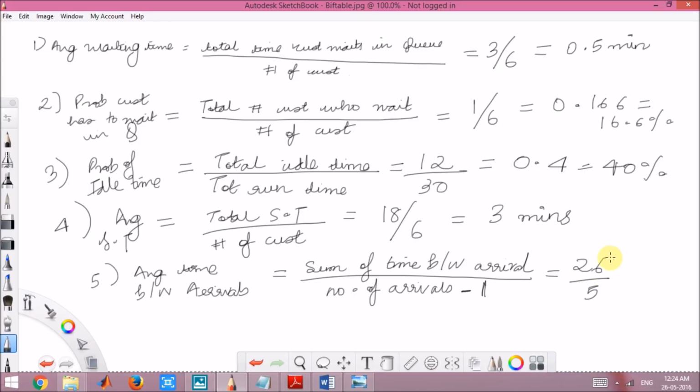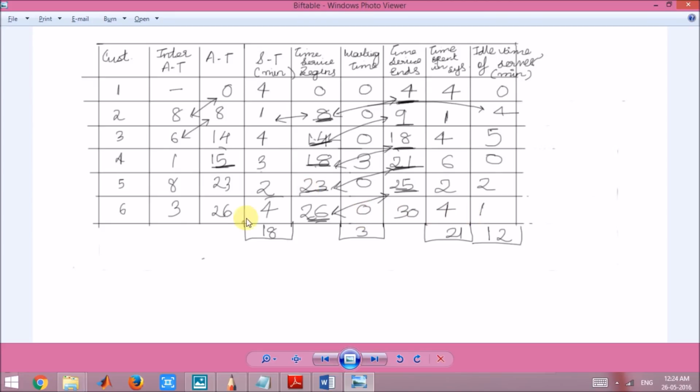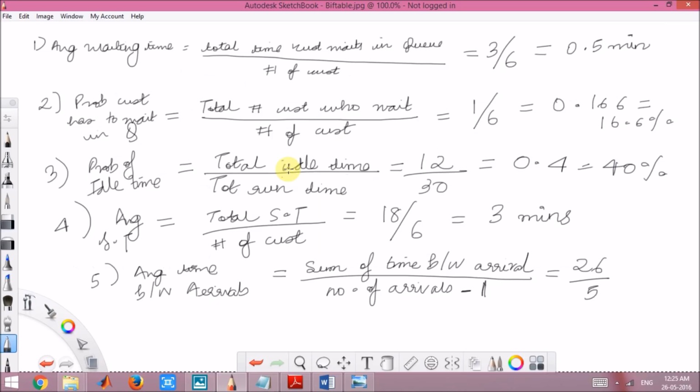So the sum of times between arrivals is 26, as we see from this table. The last arrival time is 26. It is nothing but if you add all the inter-arrival times, that is 8, 6, 1, 8, 3. So 26 divided by the number of arrivals minus 1, so 6 minus 1, 5. So 26 by 5 gives me 3.5 minutes.